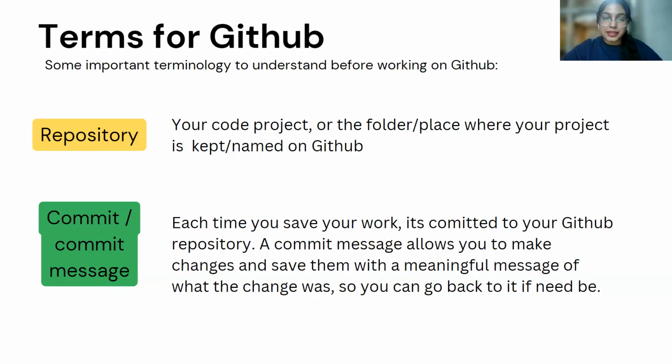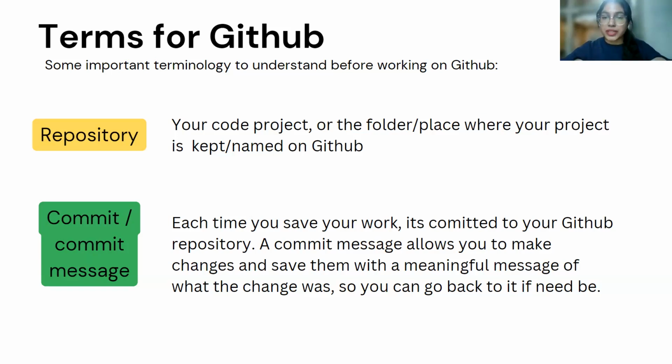And the second thing mentioned here is commit, or a commit message. So GitHub is something that's hosted online, but when you're working on your project, you're going to be working on your local machine, on your computer or your laptop, right? So whenever you make a change to that code on your computer, you're going to save it and you're going to have to tell GitHub that you changed this and to update it on GitHub as well. So that's what happens with commit messages.